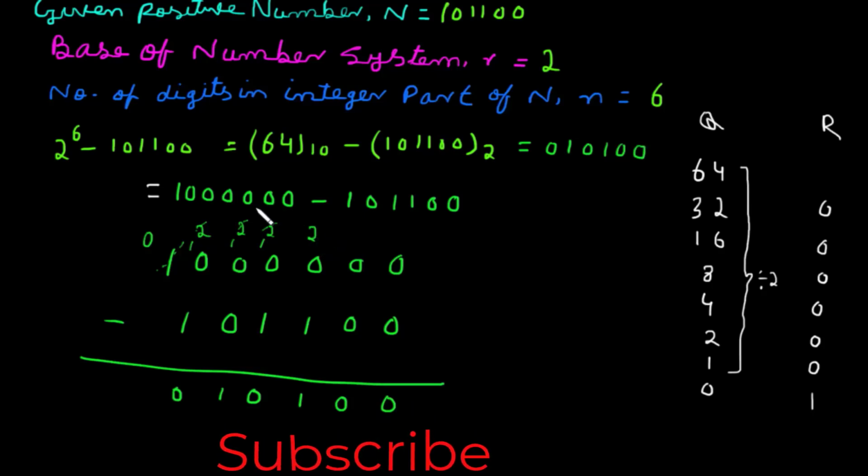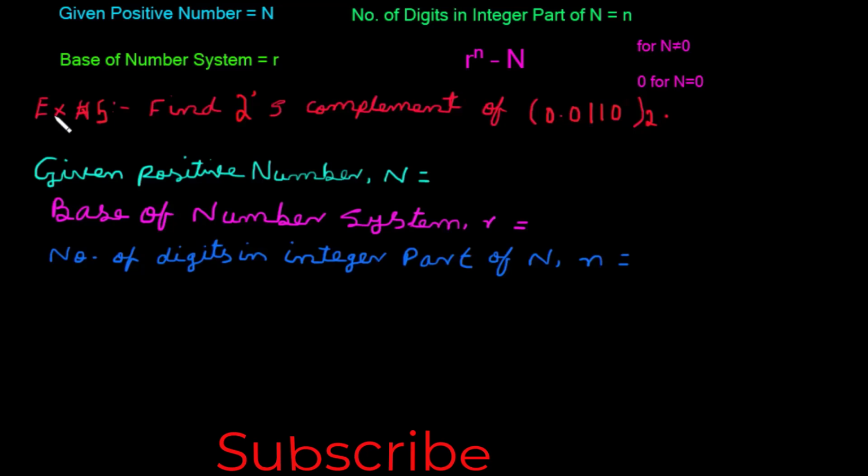I would like to encourage you to watch the full lecture on binary subtraction. Now let's move on to the next example. In this example number 5, we have to find the 2's complement using R's complement of 0.0110, this binary number. So the given number, which is represented with capital N, is 0.0110, and the base of this number is 2, which is represented with R. As for the number of digits in this binary number, we don't have any integer part, we have only fraction digits, so we will write it as 0.